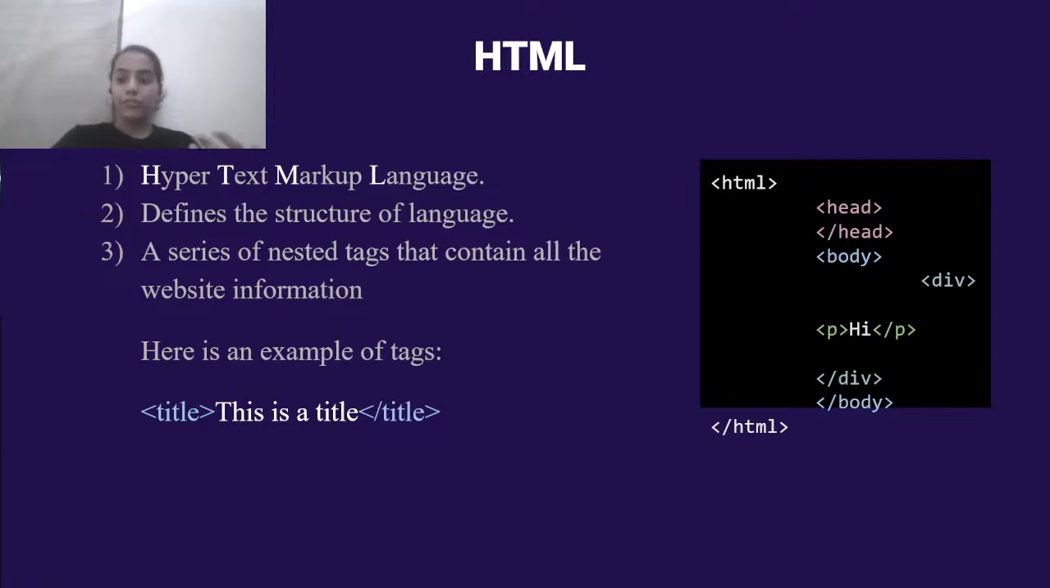Here is an example of tags. As you can see, between the title tag, we have our heading, which will go as the title of the website. So HTML defines the page structure. A website can have several HTML documents for different pages. So each page would have one HTML document with it. On the right hand side, you can also see another example. This is how an HTML document looks, and this page will only print hi in the middle of the page.